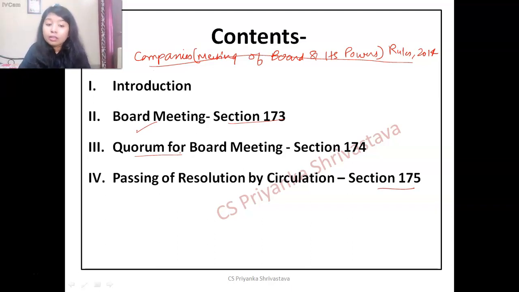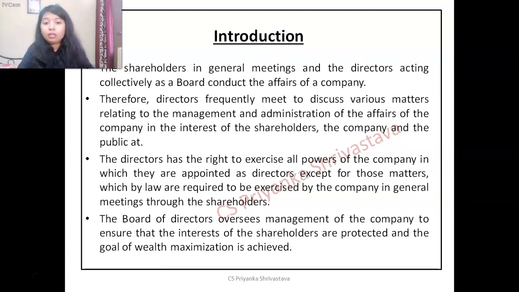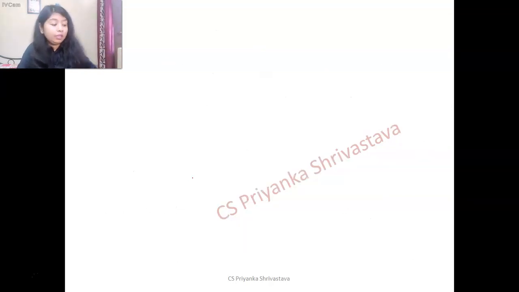And there is another way of passing a resolution by the board, called passing of resolution by circulation. Here the resolution is passed not by conducting the board meeting, but by circulating it to the various directors at their registered address, and then they forward their assent or dissent towards this resolution, and accordingly the decision will be taken and the resolution will be passed. What is the provision exactly regarding this we're going to see in the near future. So first we're going to see the concept.